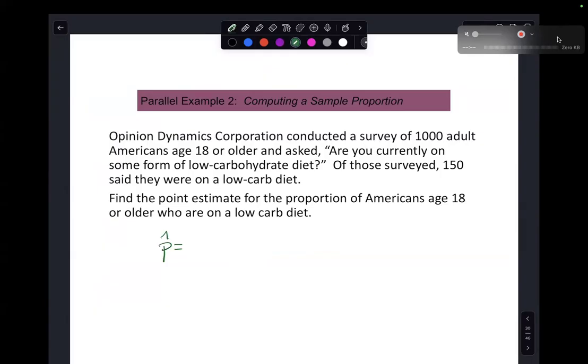Okay. All right, good. 150 over 1,000. This one was pretty easy. You could even do this one in your head. If you just cancel out your zeros, it's 15 over 100. That one was an easy one. I didn't even give you a hard one. All right, let's move on.